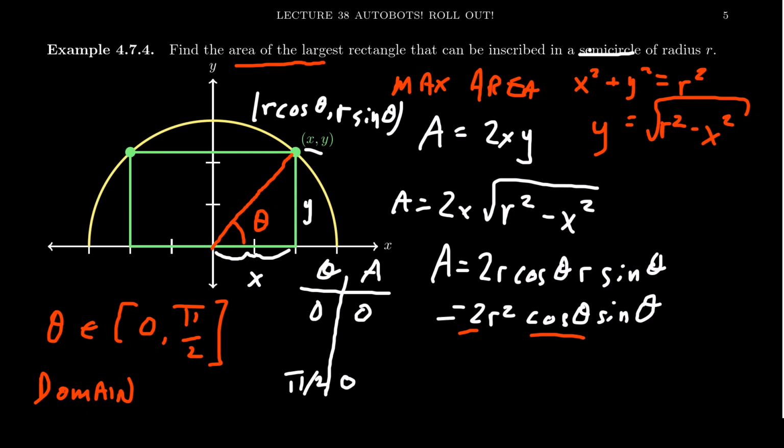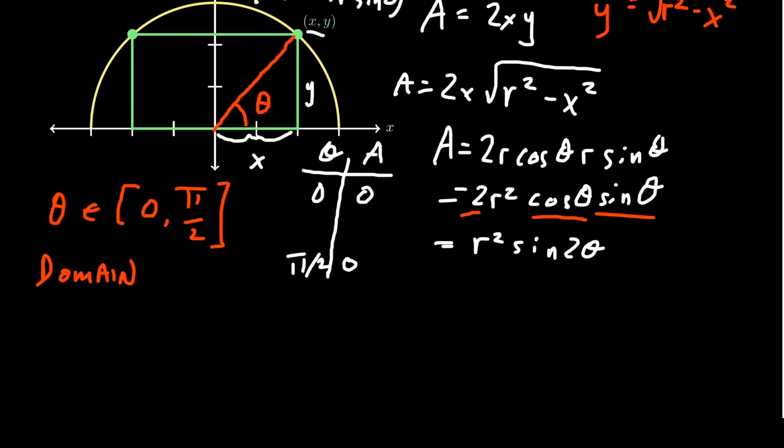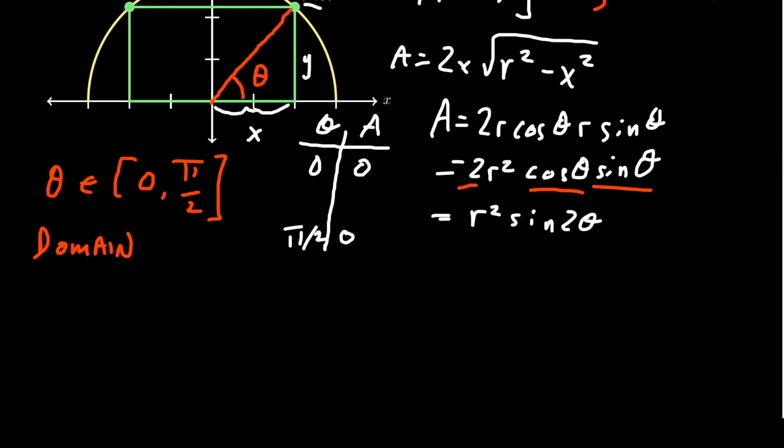2 cosine theta sine theta. My goodness, that's none other than the double angle for sine. So we get r squared times sine of 2 theta. And that's going to be a much cleaner derivative because after all, r squared is just a constant here. It doesn't change. And therefore, A prime is going to equal 2 r squared cosine of 2 theta.